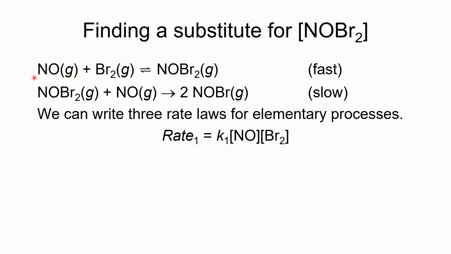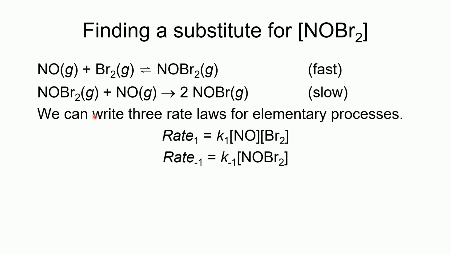So the rate law for the forward step, again, we just look at the stoichiometry for the reactants. We have 1 mole of NO, 1 mole of Br2, and so rate 1 is equal to k1 times the concentration of NO times the concentration of Br2. For the reverse step, we only have one thing over there, so it will be first order. So there, rate negative 1 will be equal to k negative 1 times the concentration of NOBr2. All right.